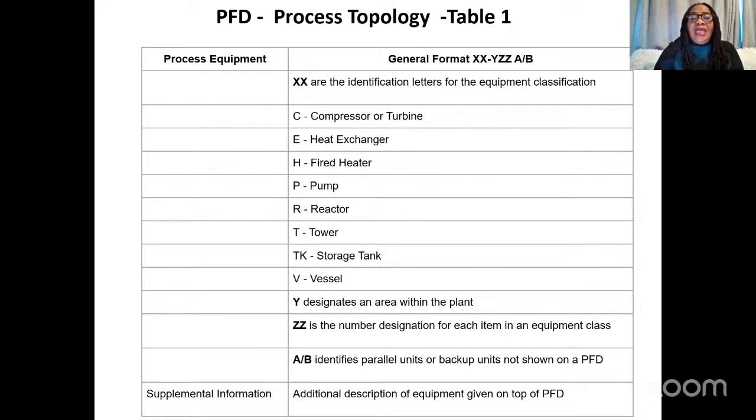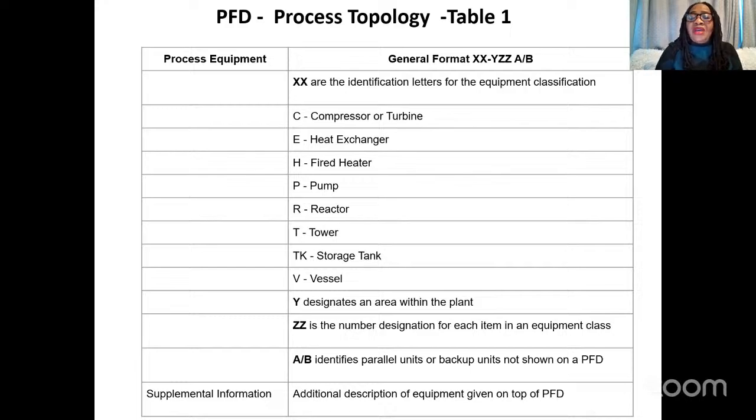The general format is XX-YZZ A/B. XX are the identification letters for the equipment classification. For instance, C stands for compressor or turbine. E is for heat exchanger. H is for fired heater. P is for pump. R is for reactor. T is for tower. TK is storage tank. V is vessel. Y designates the area within the plant.